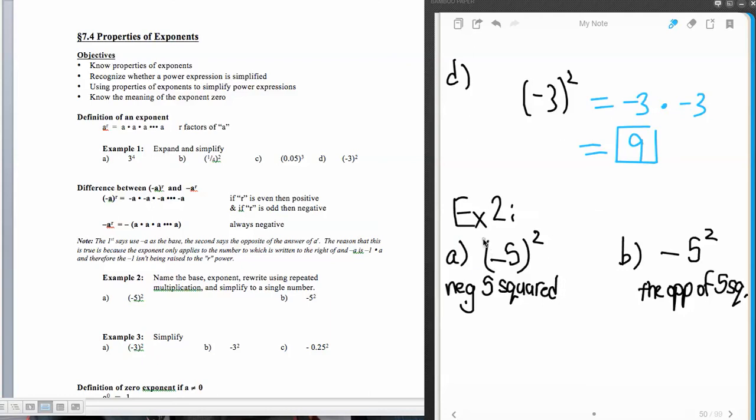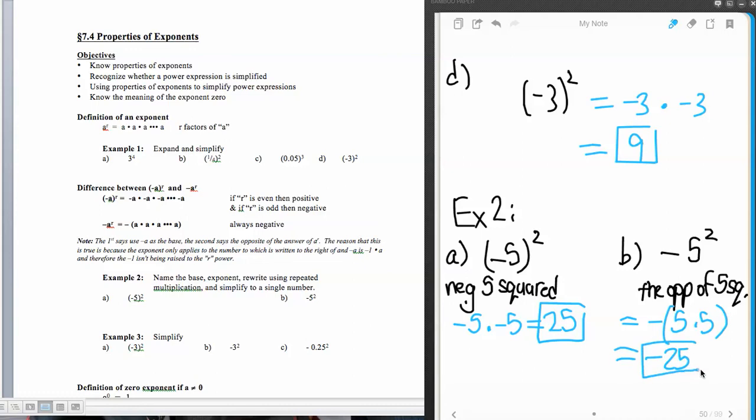Our first problem in example 2 says -5 quantity squared. This means -5 used as a factor 2 times: -5 times -5. Negative times negative is a positive, and 5 times 5 is 25. That's different than the second one. The second one says the opposite of 5 squared. So this one says the opposite of 5 times 5, and that is -25.